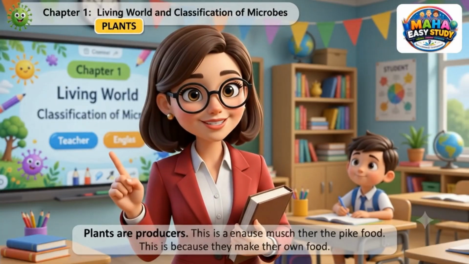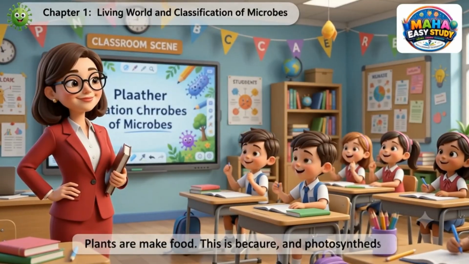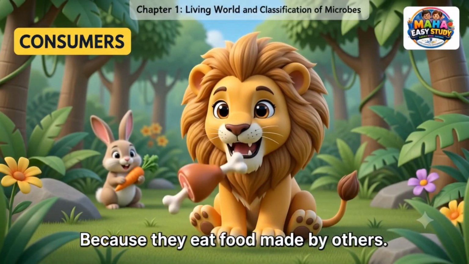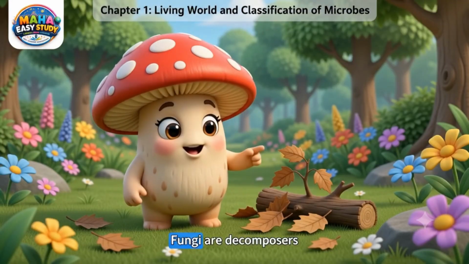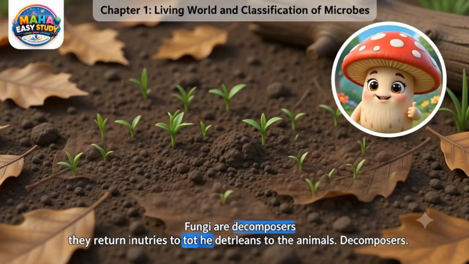Plants are producers. This is because they make their own food. Animals are consumers because they eat food made by others. Fungi are decomposers. They break down dead plants and animals. They return nutrients to the soil.